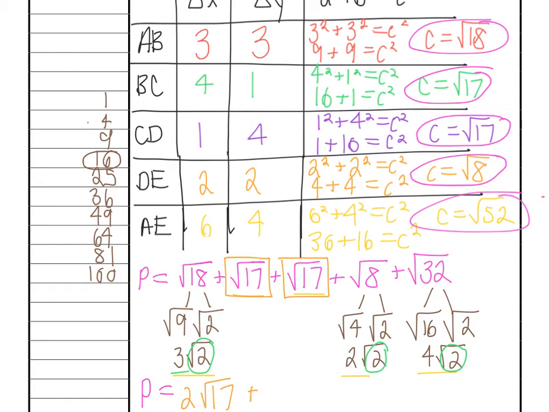So if I add up just my coefficients, I have 3 plus 2, which gives me 5. Plus 4 more gives me 9. So we actually have 9 radical 2's. And that is our final answer.